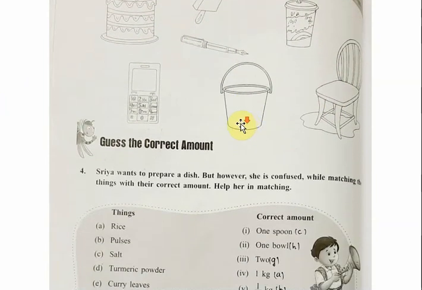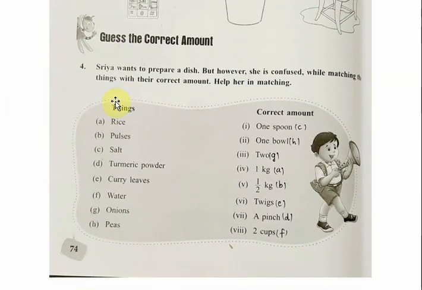Okay, now guess the correct amount. Here Shriya wants to prepare a dish, but she is confused while matching the things with their correct amount. Help her in matching. What you have to do is match the items with the correct quantity of the things. She doesn't know which things to take in proper quantity, how much rice to take, how much pulses. So we have to help her in matching the correct amount of things.